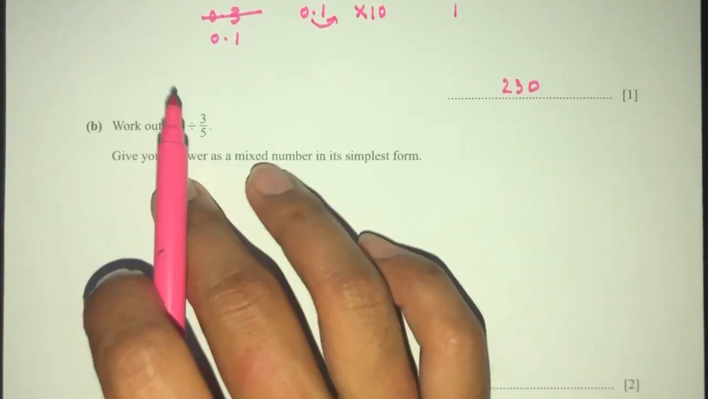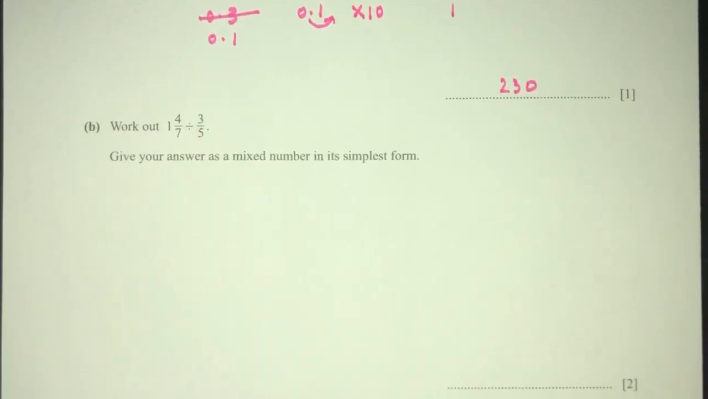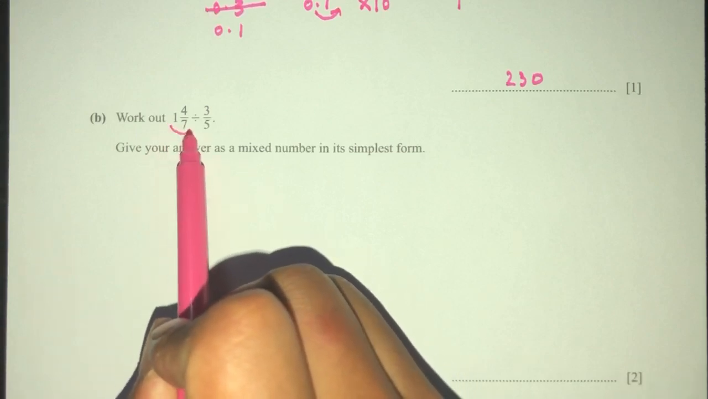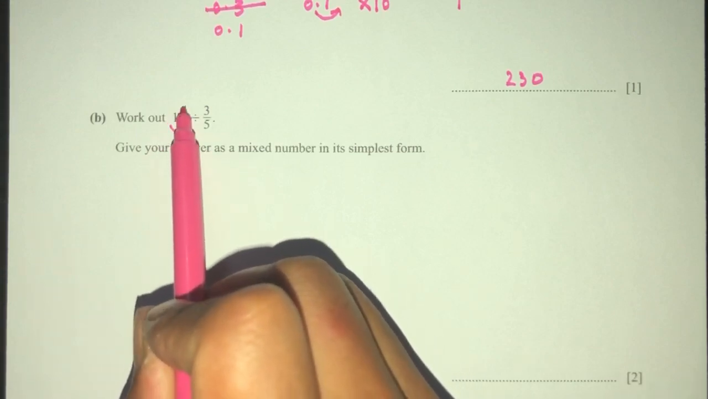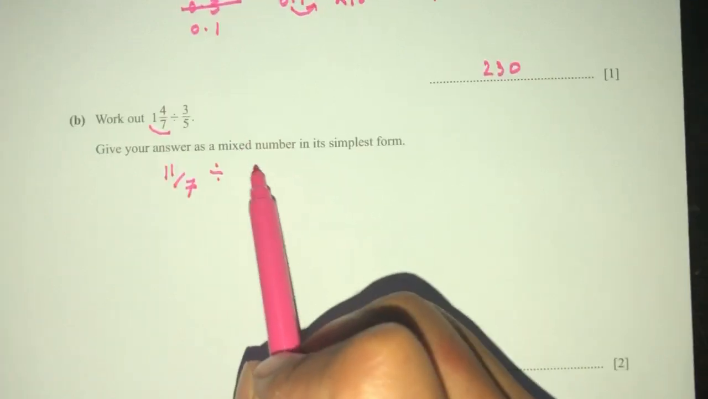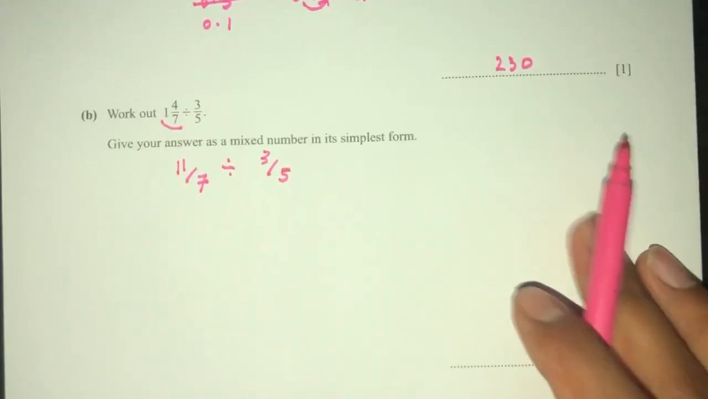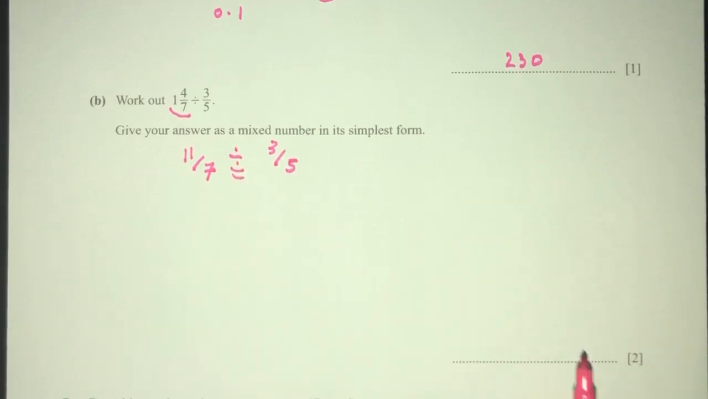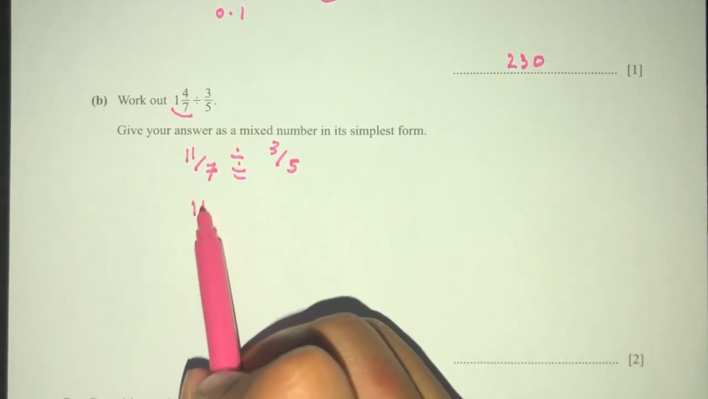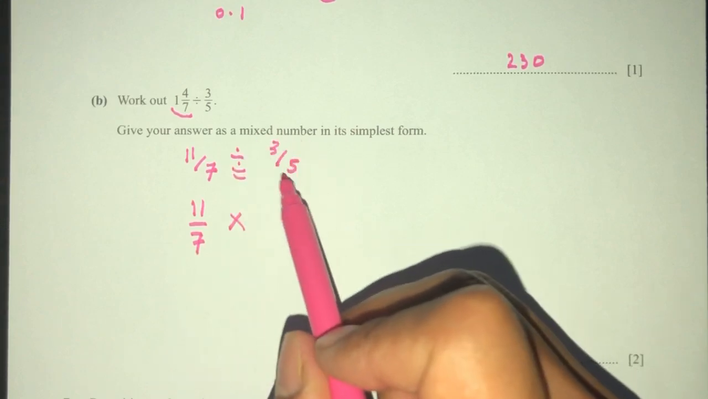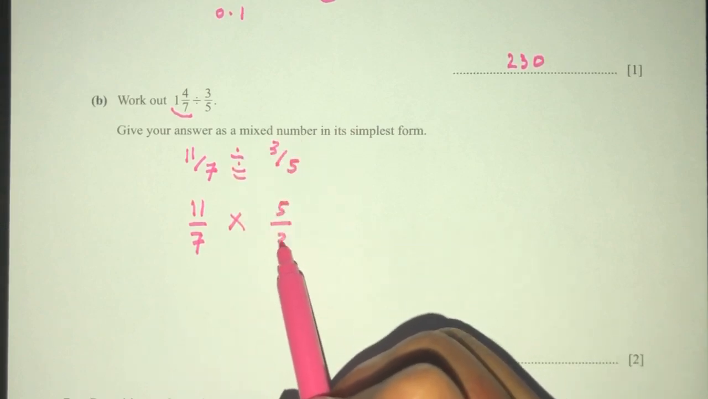Now for part B, we have to work out this one and provide your answer as a mixed number in its simplest form. So one by one, let's first expand this one. 1 times 7 is 7 plus 4 is 11. So 11 over 7 divided by 3 over 5. Whenever we have fractions dividing each other, we want to change the divide to multiply. So first thing first, leave this one the same and change that to multiply. Then we have to flip this upside down. That will be 5 over 3.